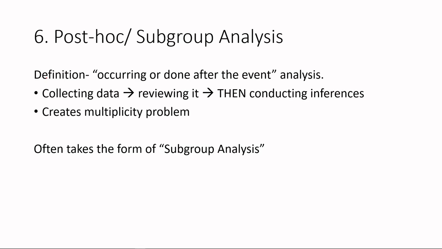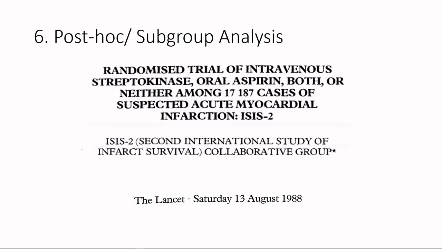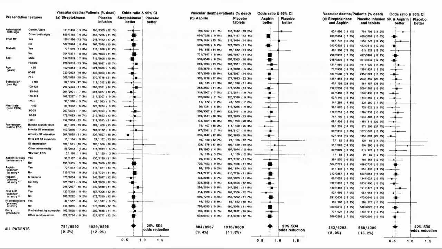You will frequently see this in phase 3 drug trials where the primary endpoint was not met. However, miraculously, there was a subgroup which reached significance. If this subgroup was not pre-specified, it was post hoc. A famous example of a subgroup analysis was shown in the ISIS-2 trial, which studied the effects of aspirin and streptokinase on myocardial infarction and published in Lancet in 1988.